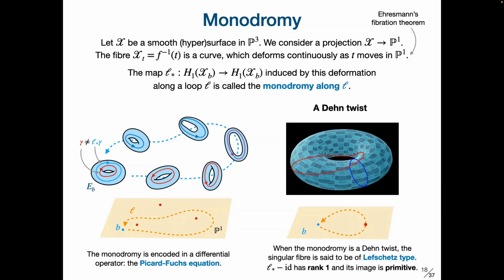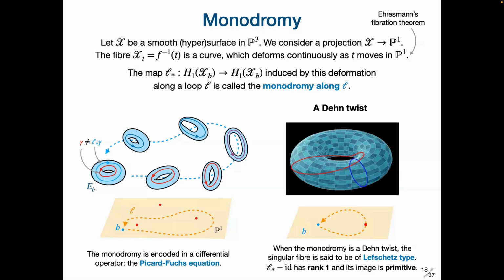And so this means that if you look at what the deformation does to the space of one cycles, it's going to induce some isometry of this H1, which you call, once again, the monodromy along the loop L. This monodromy is going to be encoded. One of the ways, I'll go into more details later on, you can compute this is through a differential equation, again, the Picard-Fuchs equation of your family of elliptic curves. I'll give more details later.